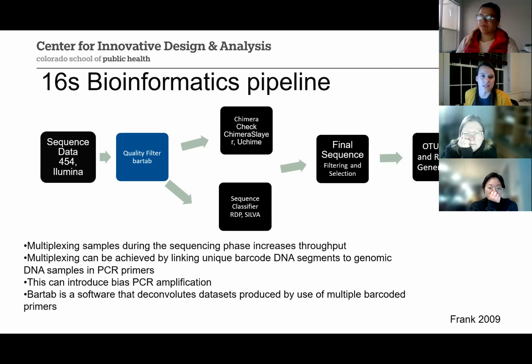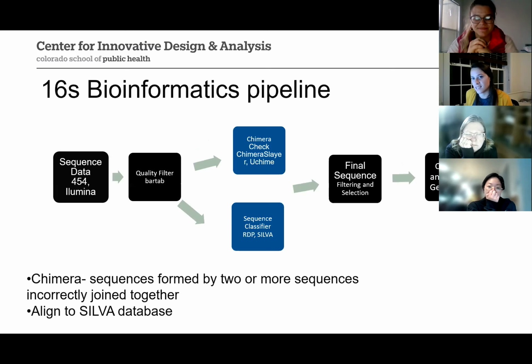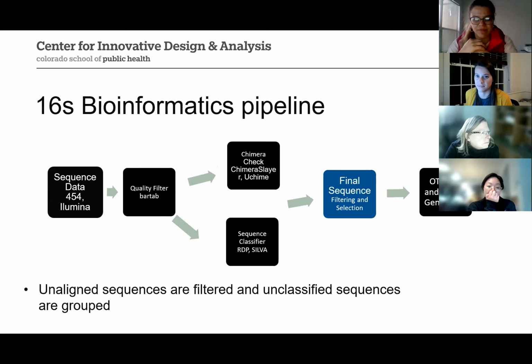So basically, at the top of each of these little cubes is the name of what we're doing, and in italics, a little smaller, is the software that's being used for this. The next thing, in tandem, is a chimera check, and we're going to align sequences to a SILVA database. Chimeras are sequences that are formed by 2 or more sequences joining incorrectly. So we want to get rid of those, and then we want to align them to the phylogenetic tree using the SILVA database. Again, SILVA is just one.